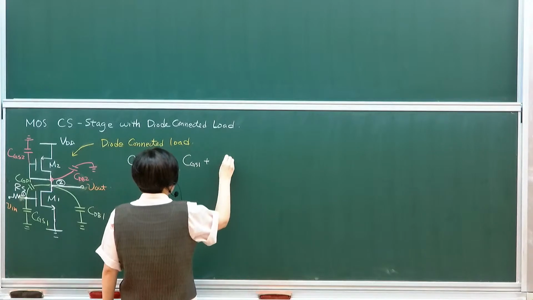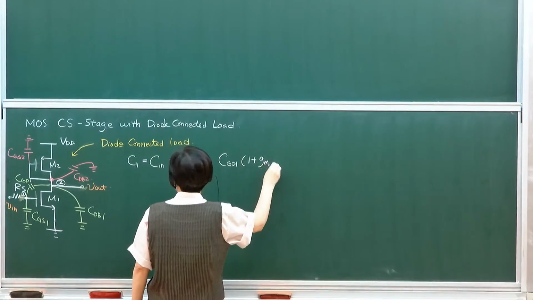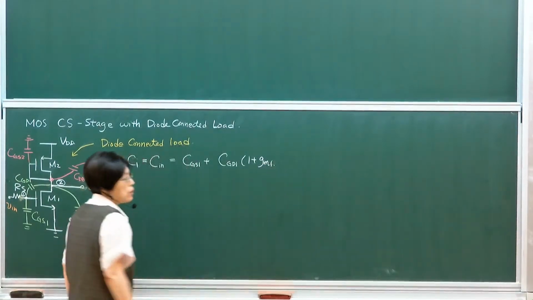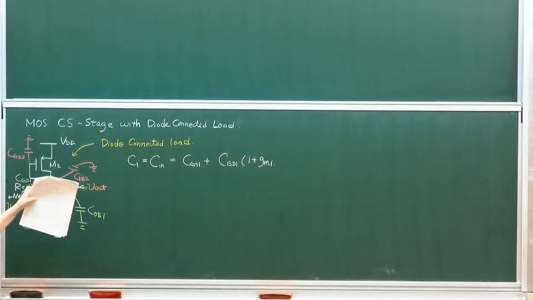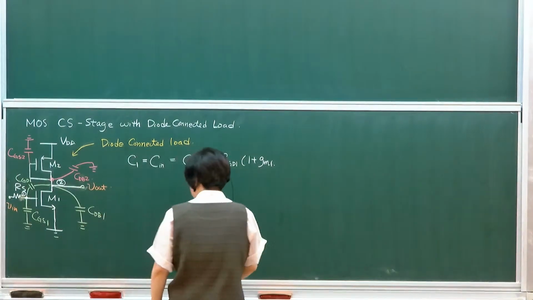plus CGD1 times (1 plus gm). Now, what is the gain of this particular circuit? gm1 times what is its output resistance? Diode connected, remember? This will be in the exam. I glanced at the finals, so make sure you know. There's no RO. Correct. So this is very important.